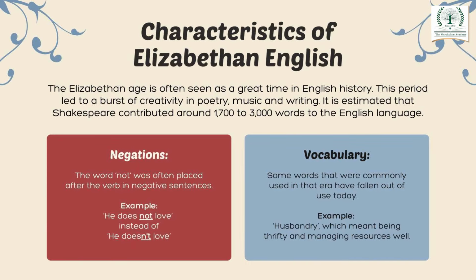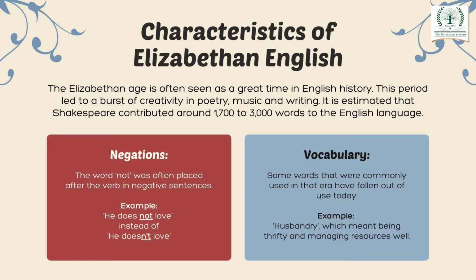Characteristics of Elizabethan English. The Elizabethan era is often seen as a great time in English history. This period led to a burst of creativity in poetry, music, and writing. It is estimated that Shakespeare contributed around 1700 to 3000 words to the English language.